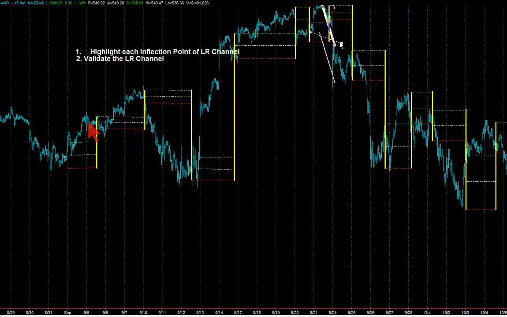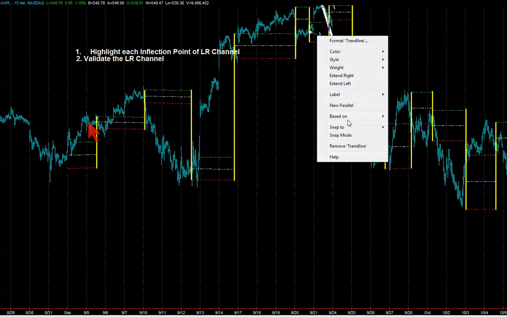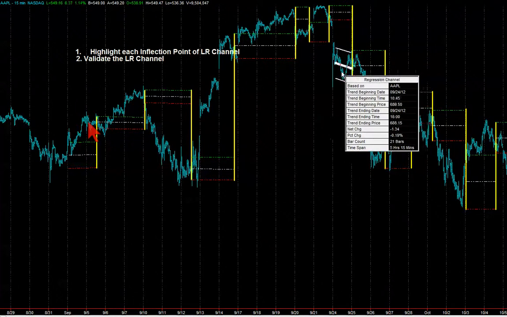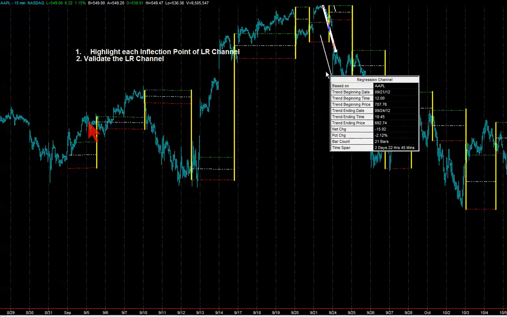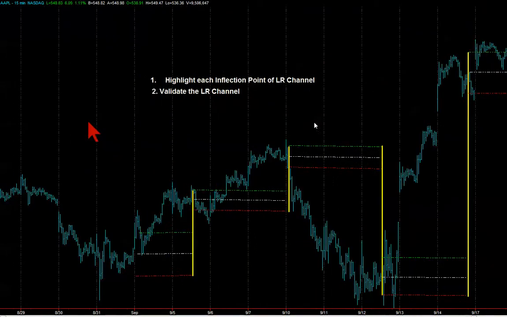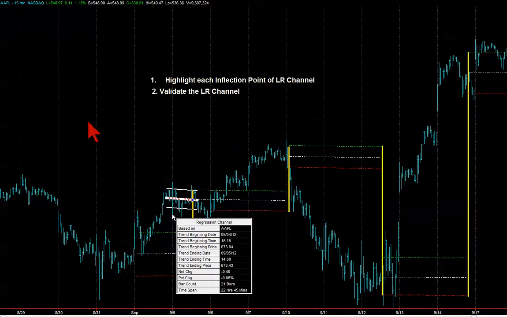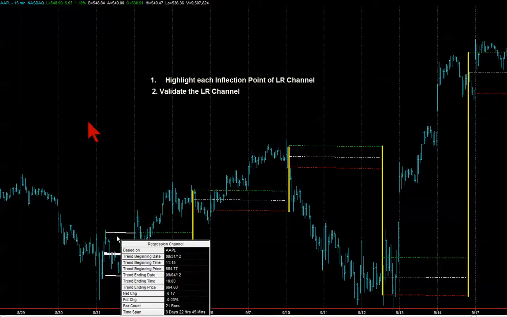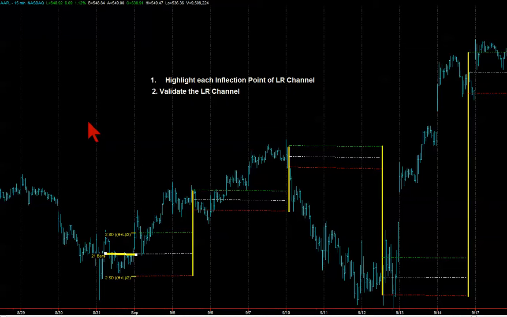But anyway, there she comes. So these are inflection points that are validated. These are linear regression channels that are valid. And I want to highlight each one so that it can become very clear on how to write the rules. So we come to the first one. We draw our lines just like that.